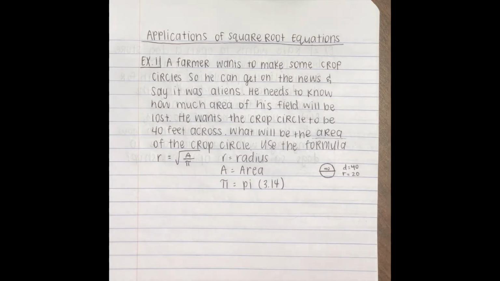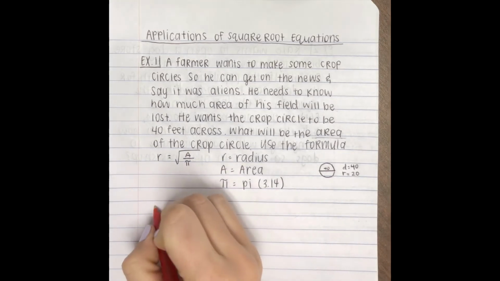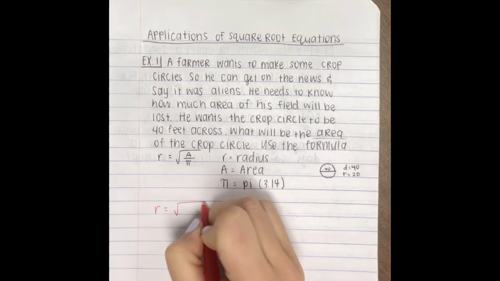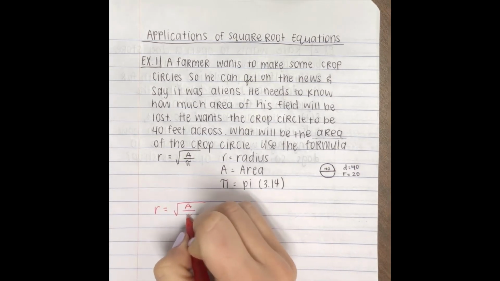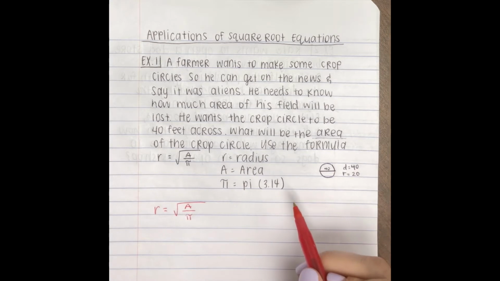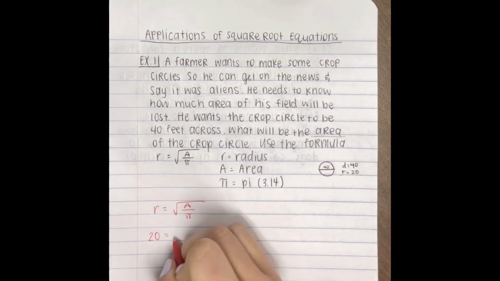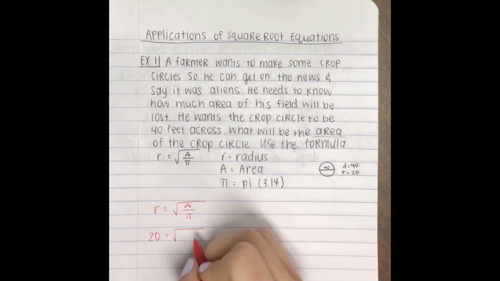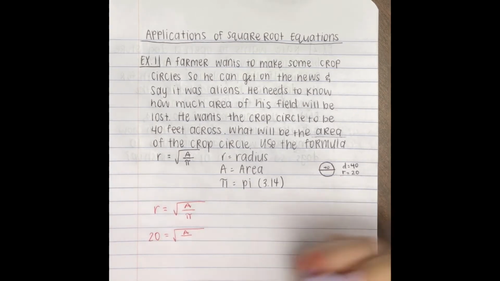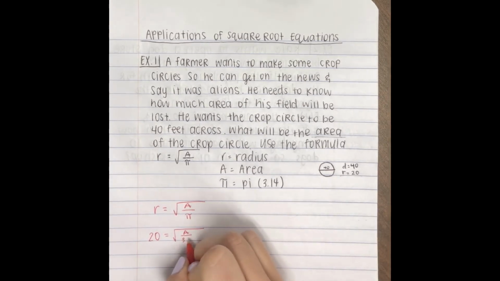So I'm going to use this formula: radius equals the square root of area divided by pi. I'm going to plug in my radius, which is 20. So 20 equals the square root of the area, which I don't know, that's what I'm trying to find, divided by pi, and we can just use 3.14.